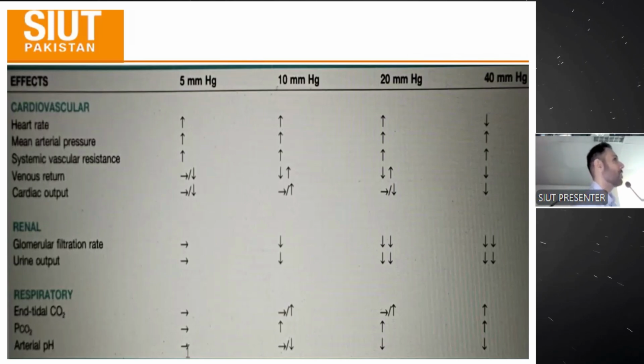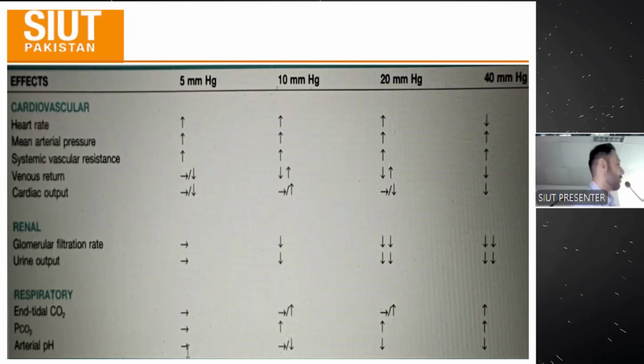At 40 mmHg, this is very dangerous because the cardiac output decreases, the venous return decreases, the systemic vascular resistance is increased, the mean arterial pressure is also increased, and the heart rate decreases significantly. Not only that, because of increased pressure, the glomerular filtration rate drops drastically. And so does the urine output, which is very dangerous to the patient. The respiratory parameters show that the end-tidal carbon dioxide also increases in the system.